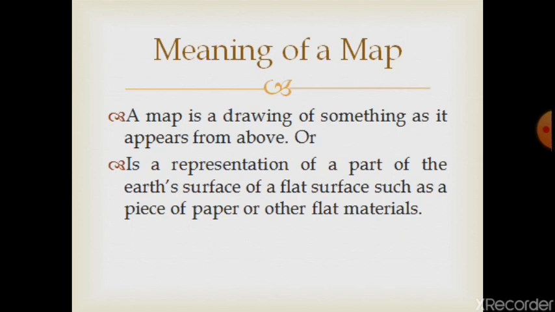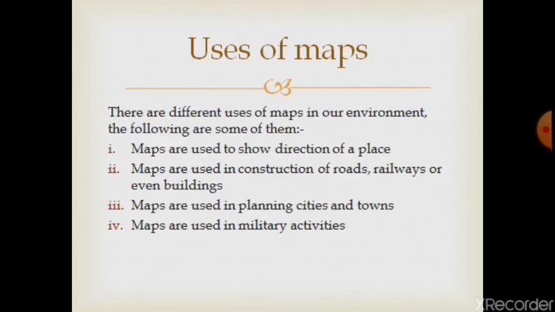After we have revised the meaning of a map, let's check on the uses of a map. There are various uses of a map in our environment. The following are some of them. Number one, maps are used to show direction of a place. If you want to go to a certain place and you don't know that place, a map can direct you to the place where you want to go.